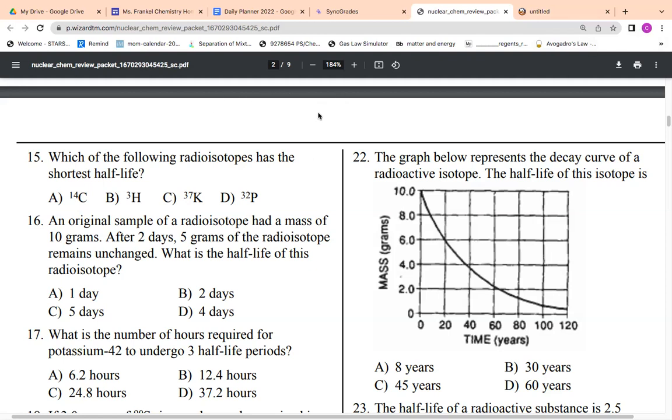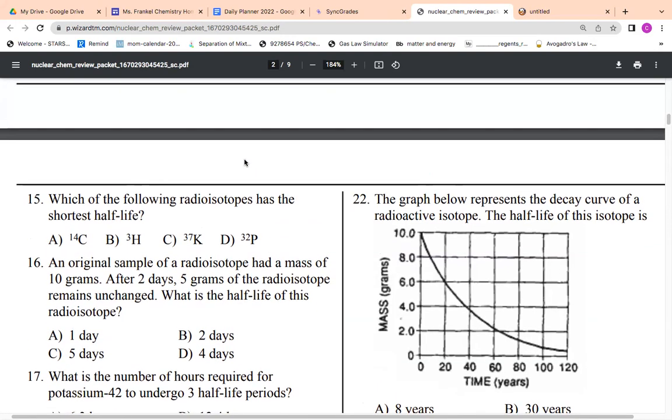So we have an original sample of some radioisotope, and it originally had a mass of 10 grams. I'm going to work up here a little bit. So it originally had a mass of 10 grams. After 2 days, 5 grams of the radioisotope remained unchanged. What is the half-life of this radioisotope?